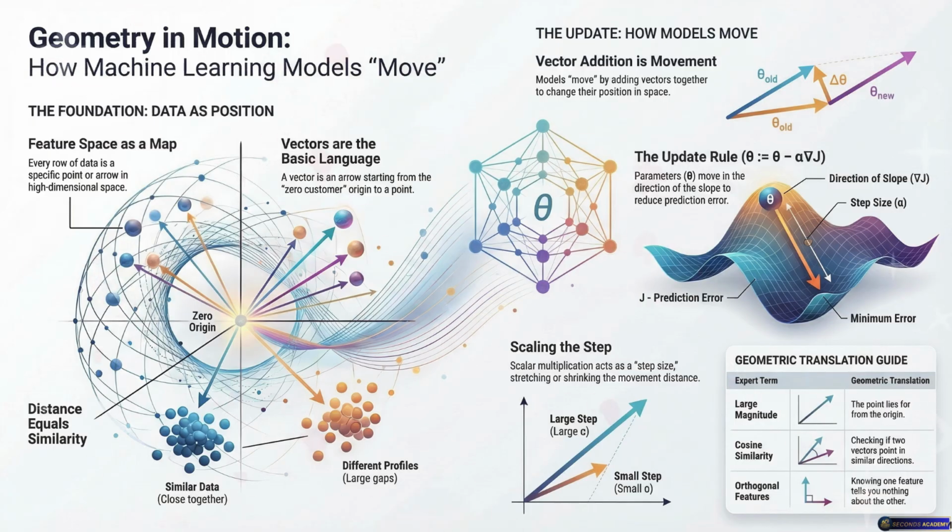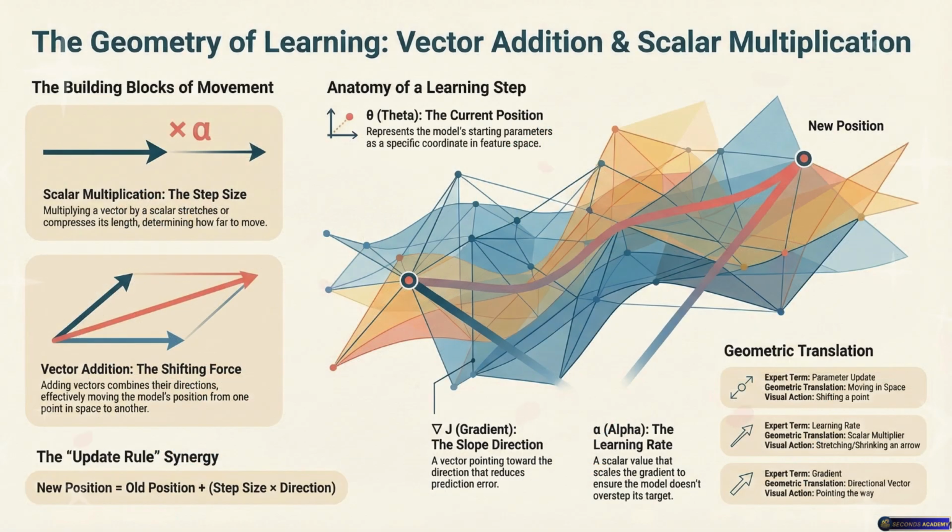And what about scalar multiplication? Scalar multiplication alters the properties of a single arrow. If you multiply a vector by a scalar number like 2, you stretch the arrow, doubling its length. You just pull it longer. If you multiply by 0.5, you shrink it. If you multiply by -1, you violently flip the arrow so it points in the exact opposite direction.